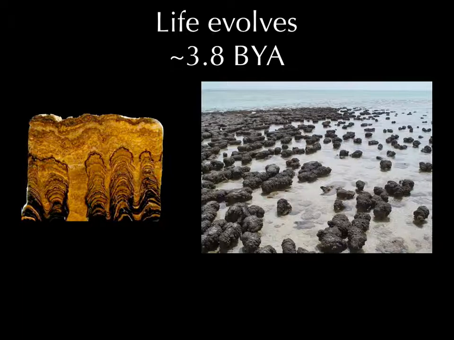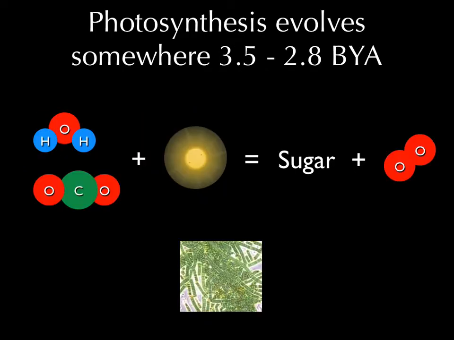We also start getting later fossils from organisms that can still exist today. These colonies of bacteria that grow in this shell, this sort of mushroom shape. Still alive today. Photosynthesis evolves. Okay, so there's still an active debate whether early life was first chemosynthetic or photosynthetic.